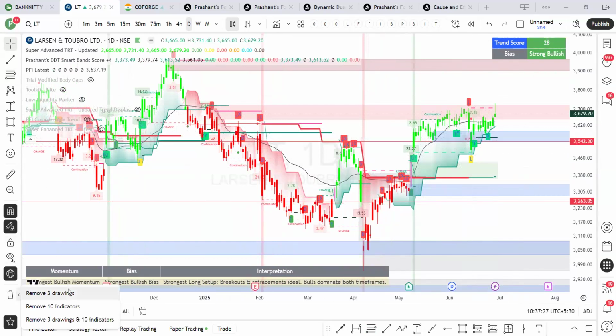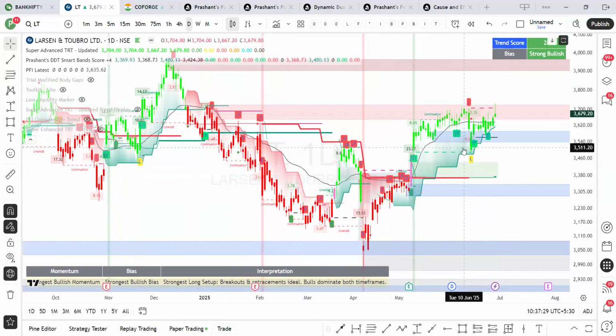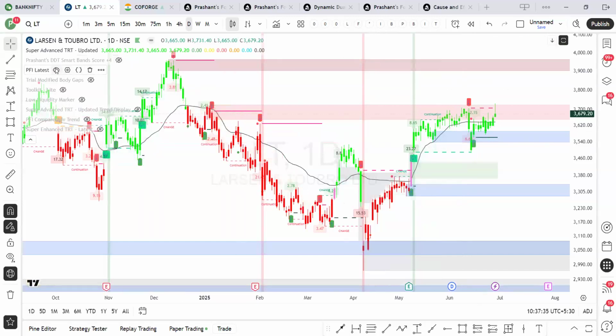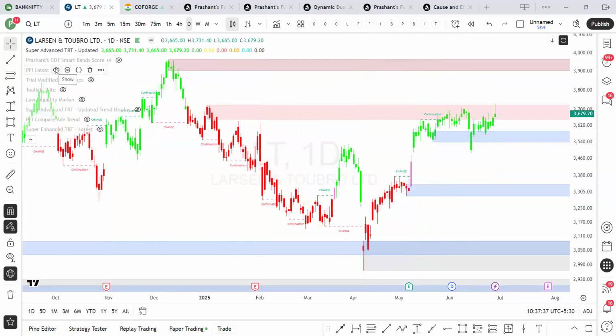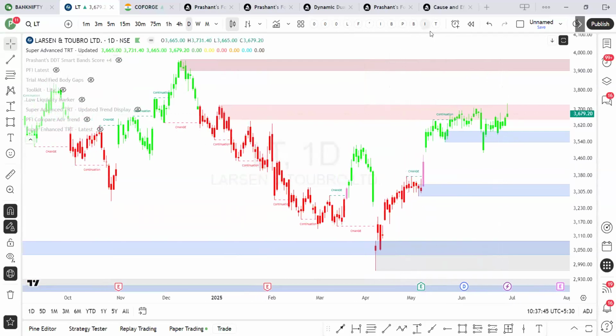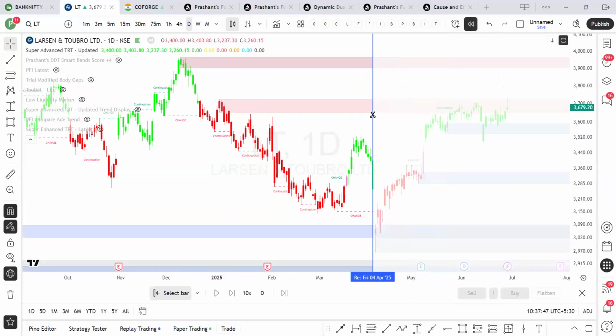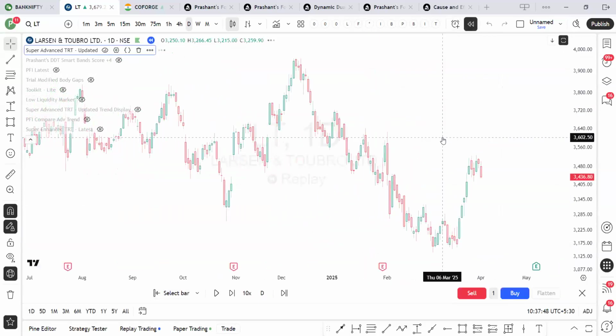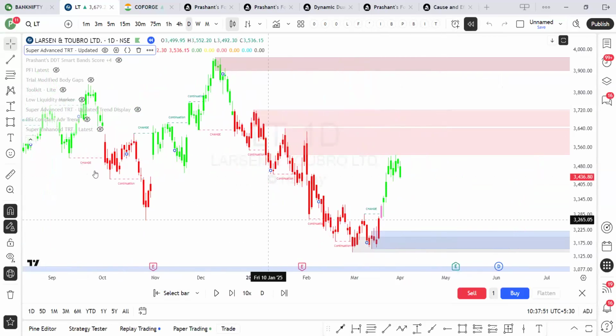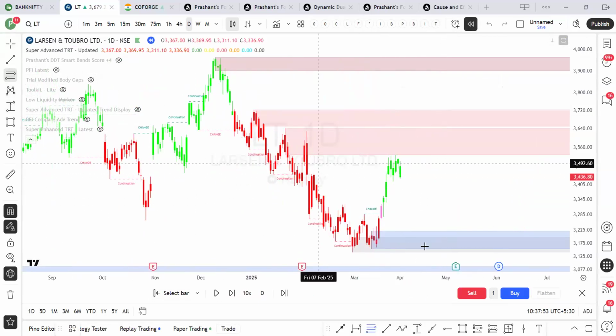Sir, where should we ideally put the Fibonacci? Means after the change has happened or after the continuation? So what I prefer is when it is a fresh uptrend and it has not given any retracement entry. Like this is a change, and from here the trend has started up.